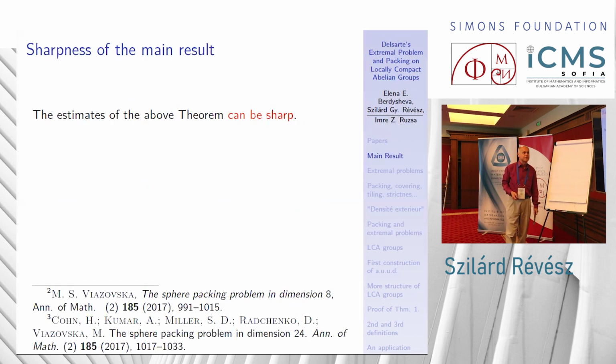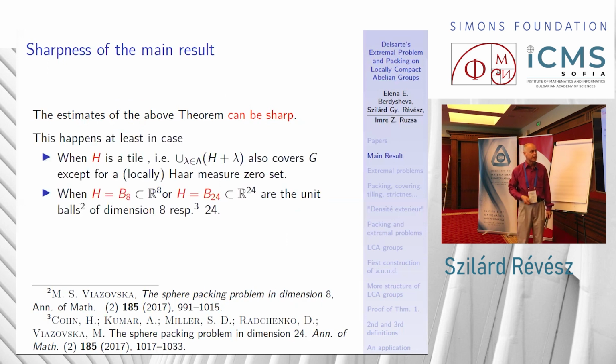So the estimates of the above theorem can be sharp even in the general setting. Two major examples. When H is a tile, so that it not only packs but actually covers also, then this Delsarte estimate is precise. And also there were cases of the ball packing business where this turned out to be sharp. So this theorem above can be sharp.